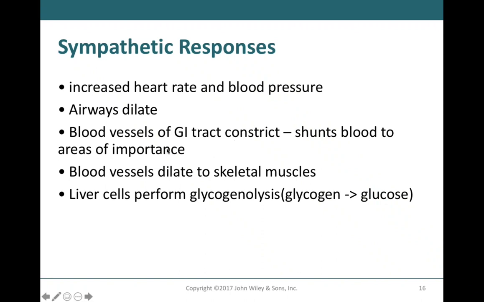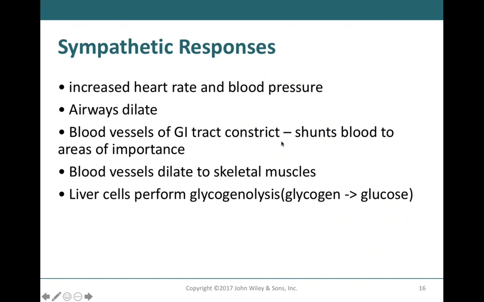Now there's this other sympathetic response right here in the center, which is a little different than the rest of these. So blood vessels going to the GI tract are actually going to constrict as a sympathetic response. So this is a different action than what occurs with the blood vessels that are going to our skeletal muscles. These blood vessels are going to dilate, while these blood vessels going to the GI tract are going to constrict.